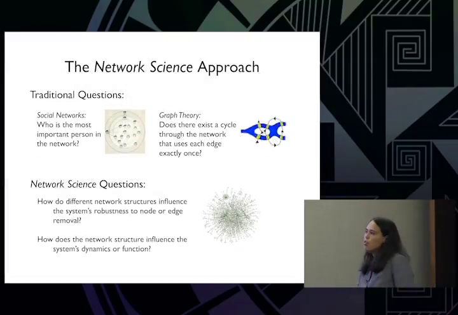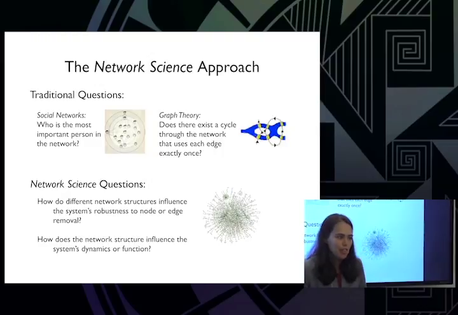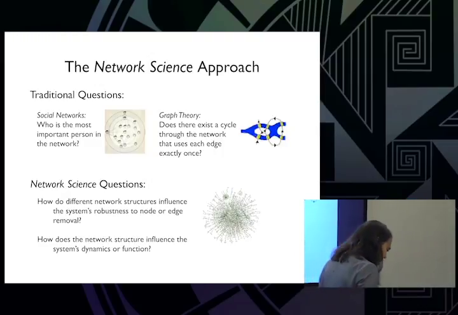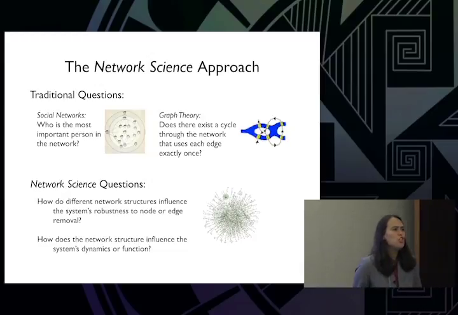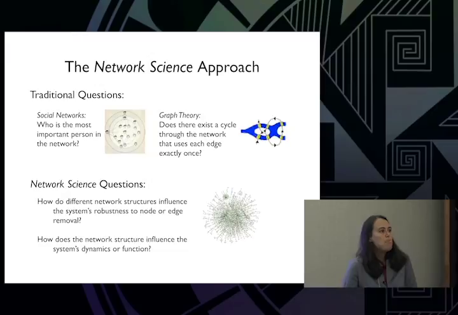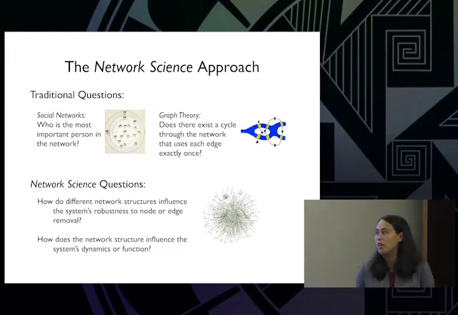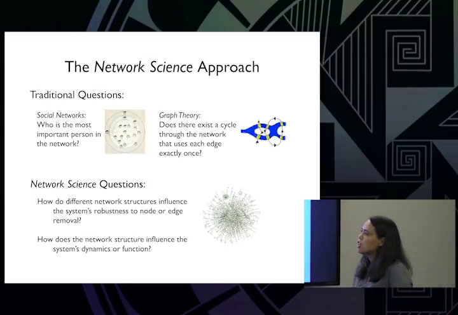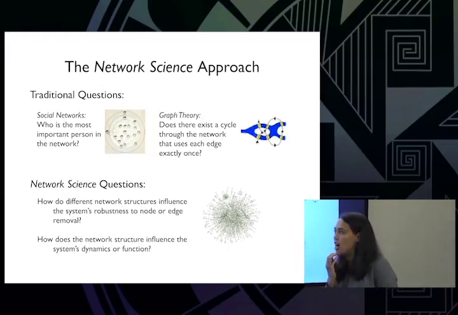Okay, so people obviously have been thinking about networks for a long time. I would say the field of network science is about 20 years old. So what's new about a network science approach compared to how people have been thinking about these exact same systems before network science came along? So there are these traditional questions. In social networks, people have been thinking about this for a long time in sociology.